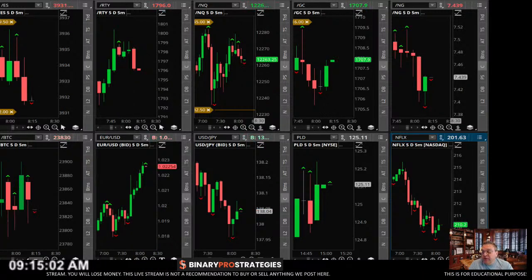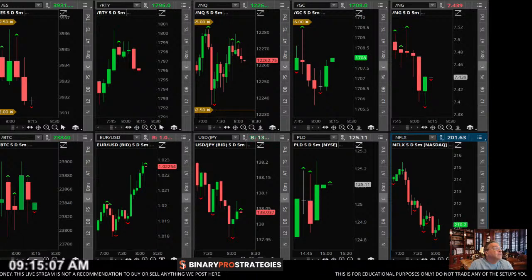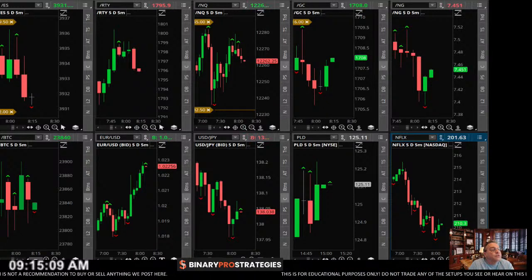All right, nice little win on the yen. We're out of the yen short. Still short the E-mini S&P and also short the mini NASDAQ.